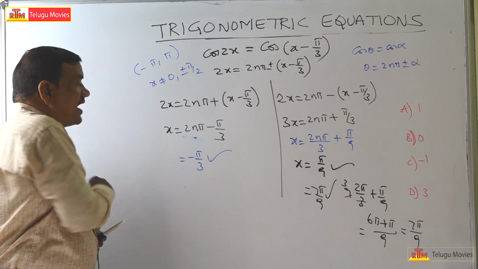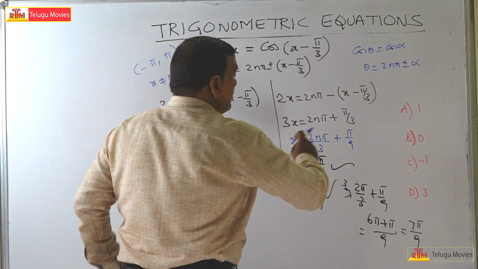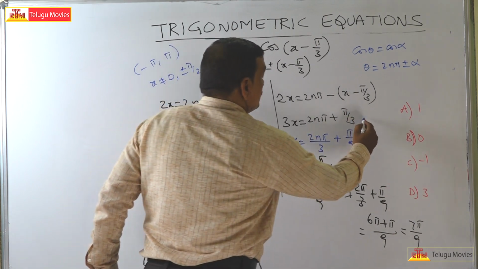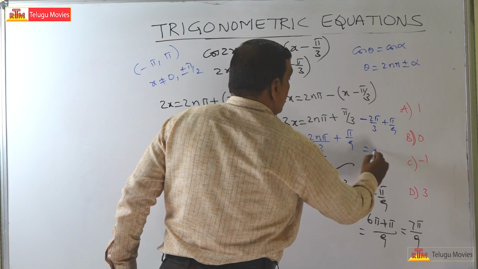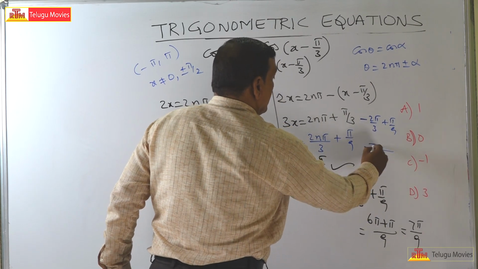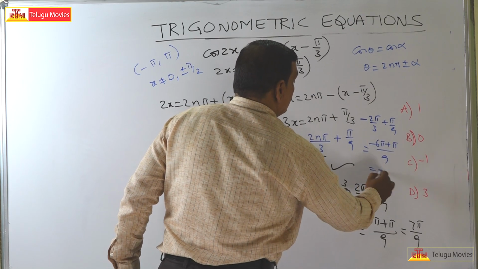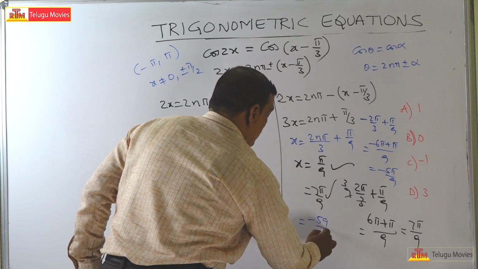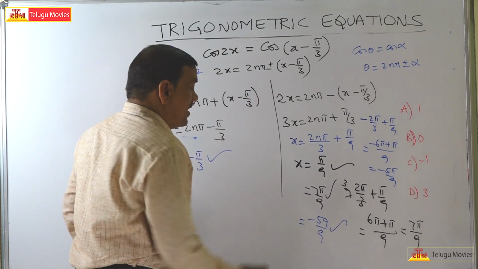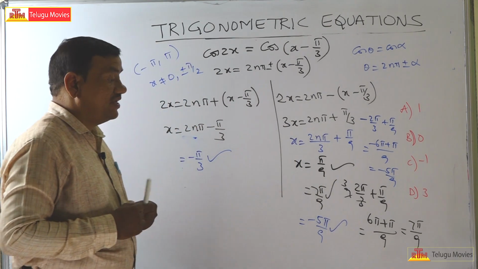Now let us take minus 1. If you take minus 1, what happens here? That is equal to minus 2 pi by 3 plus pi by 9. LCM 9. So here minus 6 pi plus pi. That is equal to minus 5 pi by 9. So this is also minus 5 pi by 9. This is also one of the required values.